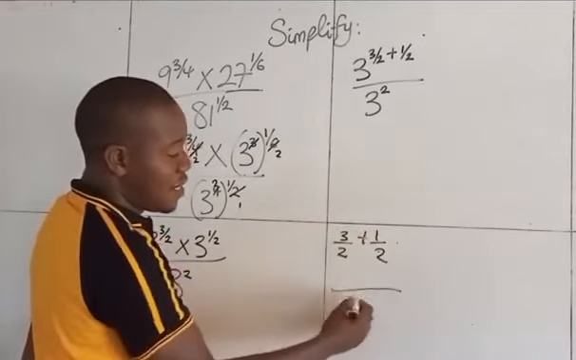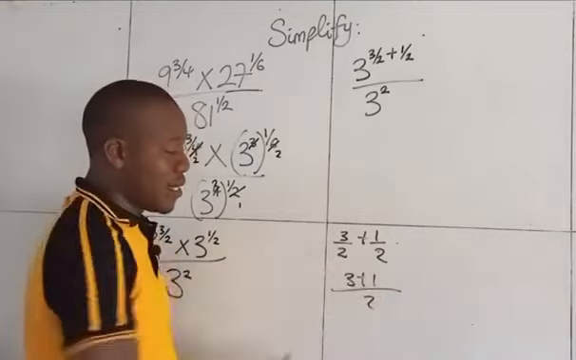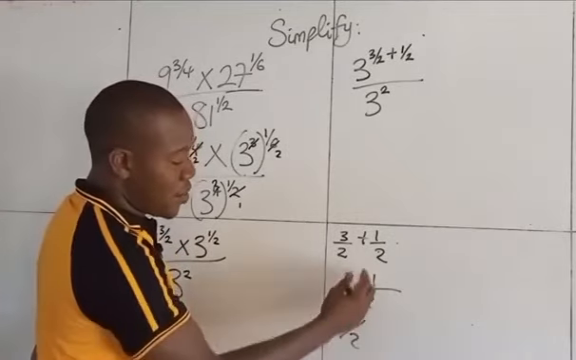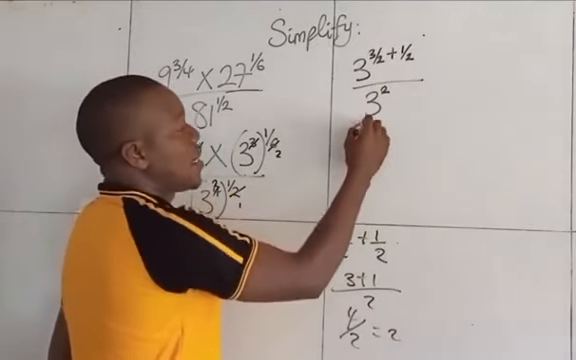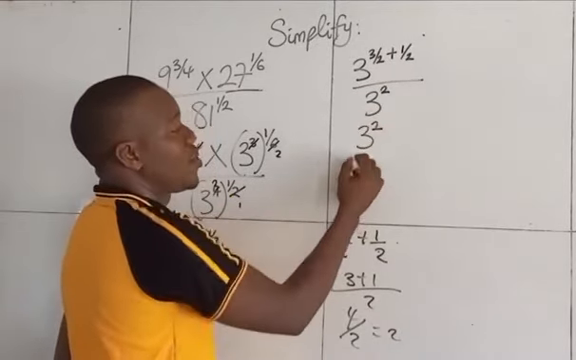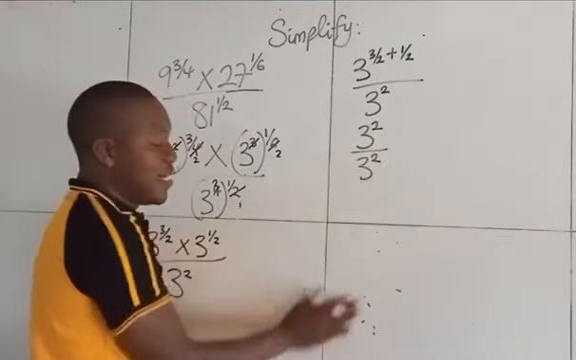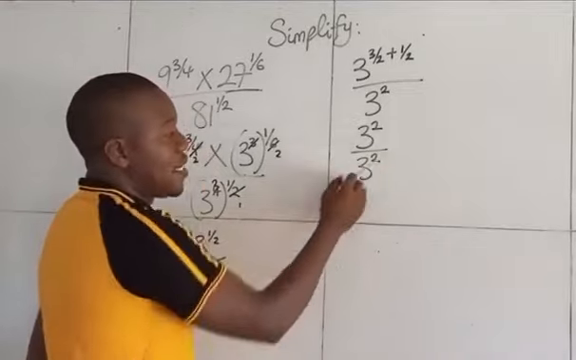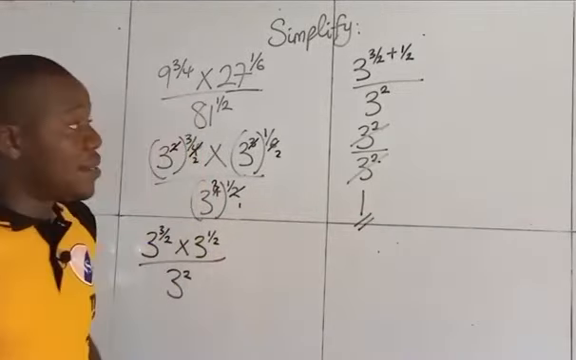So when we add the powers at the numerator level, we have 3 over 2 plus 1 over 2. Of course, they have the same denominator, which is 2. So we add the numerators, 3 plus 1. 3 plus 1 is 4, divided by 2. 4 over 2 is 2. That means this gives me 3 raised to the power 2 over 3 raised to the power 2, an expression dividing the same expression. So this and this divide, and they give you 1 as the final answer.